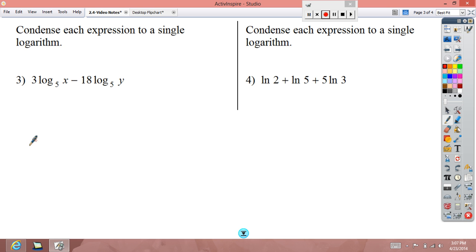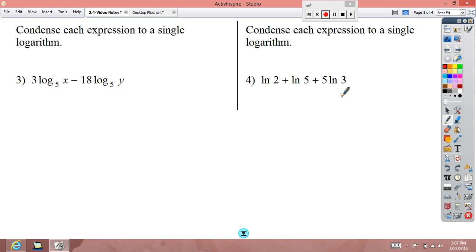All right, this one is condensing. And so condense means to make smaller. So here I have 2 terms, I need to make it into 1. Here I have 3 terms, I need to make it into 1. You'll notice that these are ln, these are natural log. It's okay, the same rules. The LOL still work for natural logs.